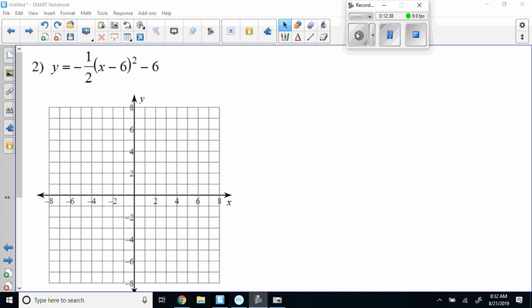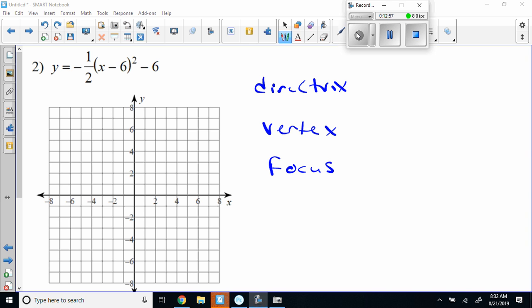Okay, let's look at this problem. Negative 1/2 x minus 6, right? So this is opening down. So the first thing I have is called the directrix. Then I'll have the vertex. Then I'll have the focus. And if you put them in this order based off how it's opening, life will become much easier for you.